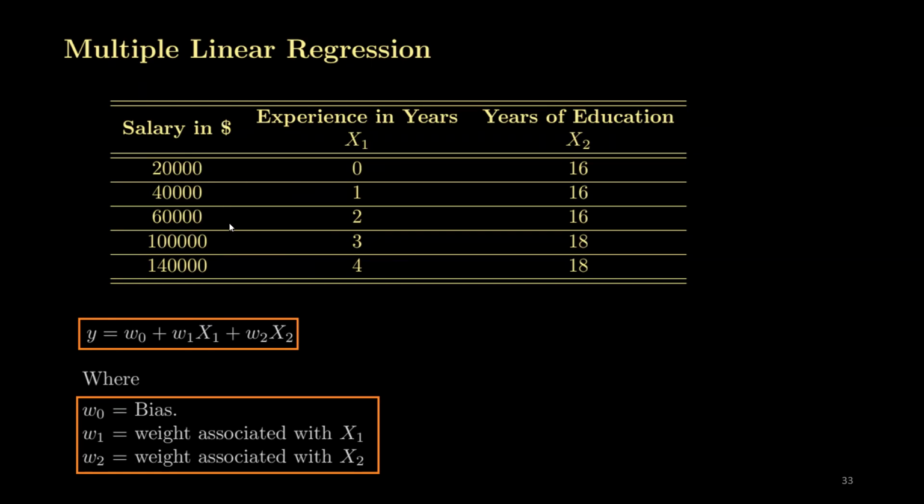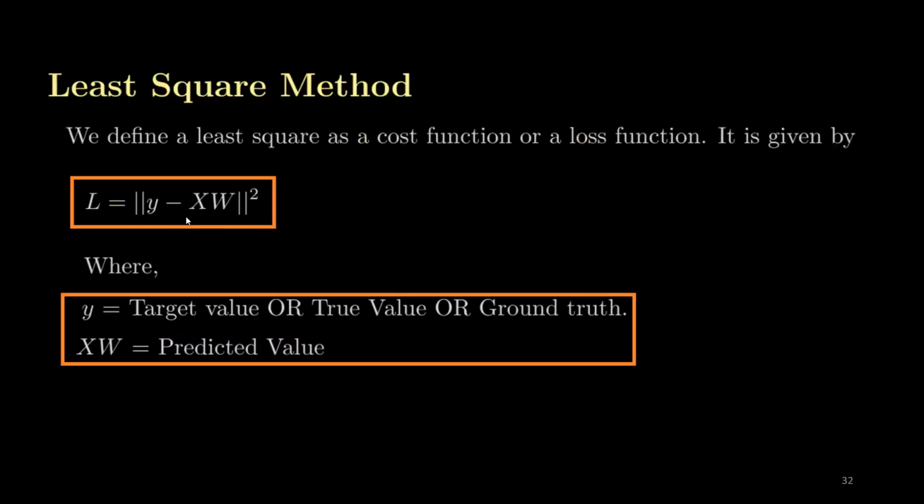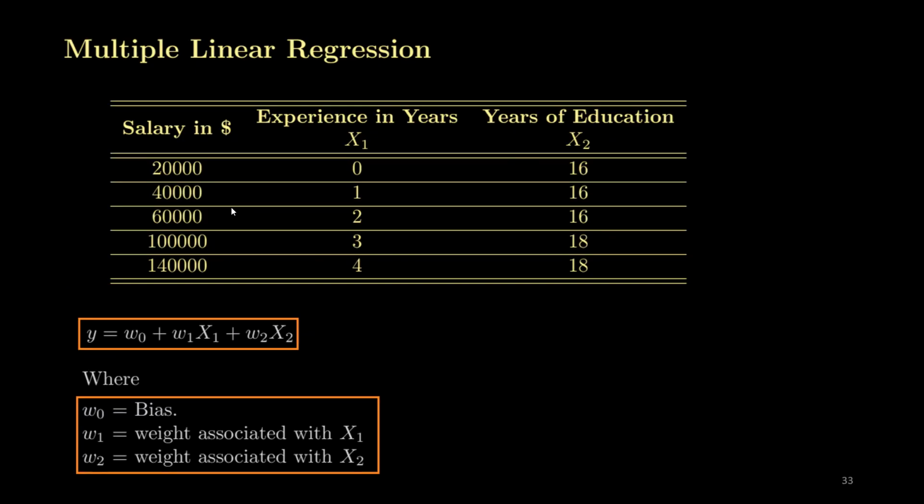Now, how to set up a least square problem from this multiple linear regression dataset? Basically, we have to create three matrices. We have to create Y matrix, X matrix, and W matrix. If we go back and see the equation of a least square, we need three matrices, Y, X, and W. So we will create these matrices from our data set. So this is our data set. How to create Y, X, and W?